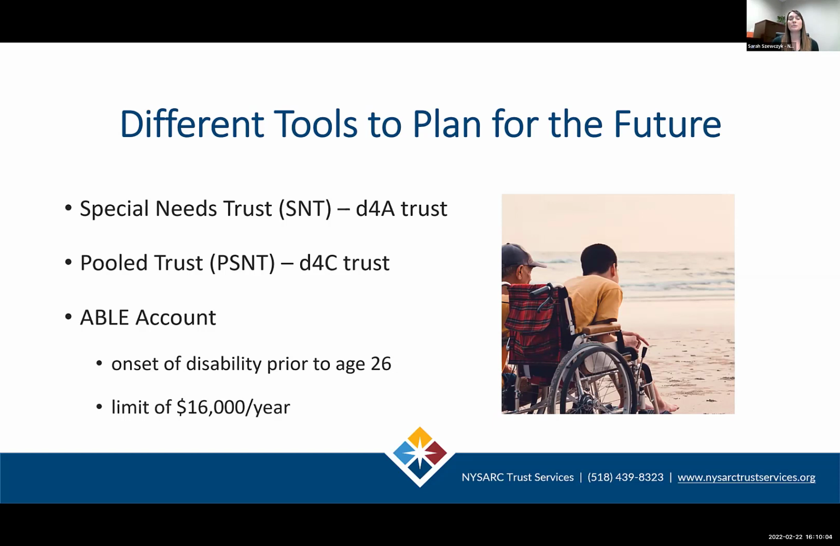And then you also have the option of an ABLE account for those individuals who had a disability prior to age 26. They're eligible to set up ABLE accounts, which are modeled after the 529 savings accounts. It allows an individual to also put money in it that will not impact their financial eligibility for benefits, up to $16,000 a year, to be used for qualified disability expenses. So it's a little bit different in the way that it is set up.